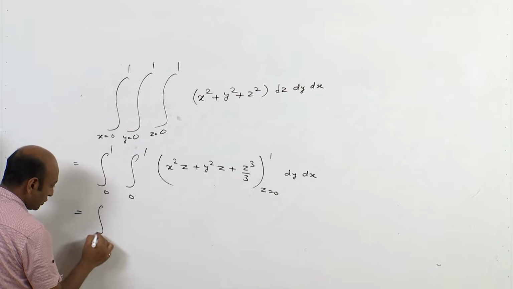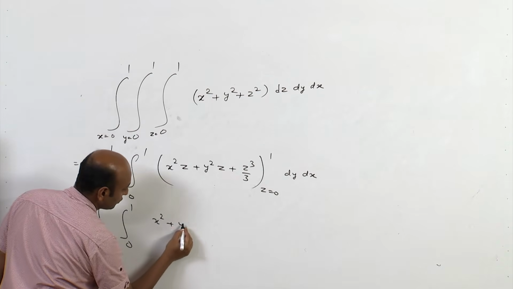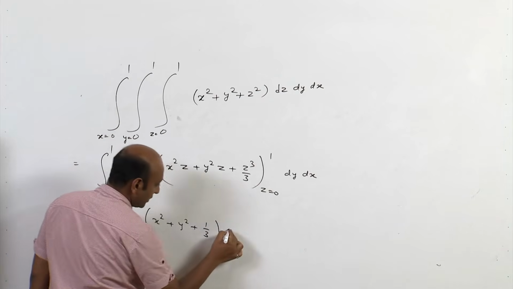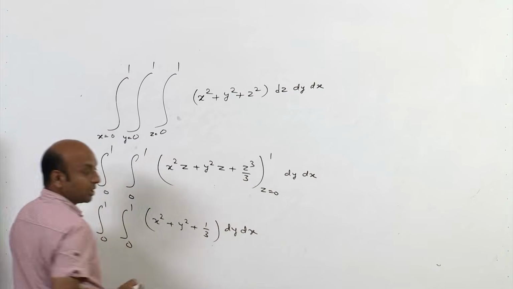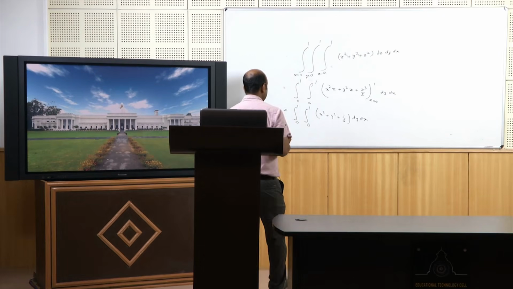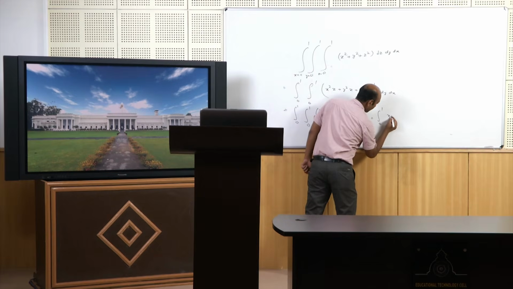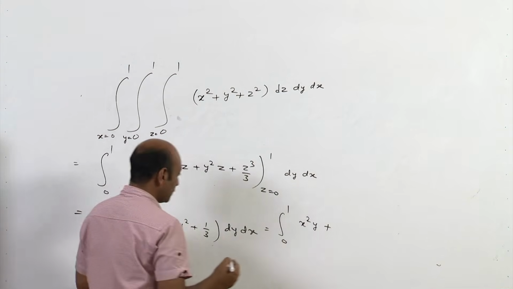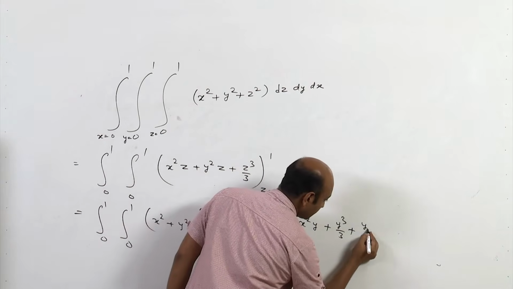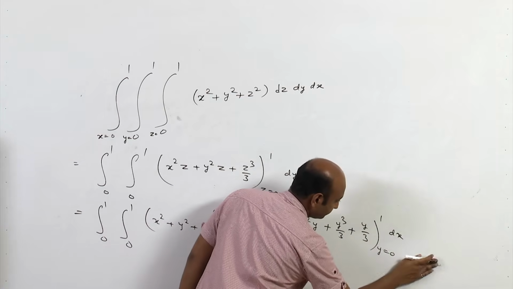So, this is equal to the integral 0 to 1, 0 to 1 of x square plus y square plus 1 by 3. When you take z equal to 0, all are 0. So, it is dy dx. Now, you integrate with respect to y, keeping the other variable, x, constant. So, it is 0 to 1 of x square y plus y cube by 3 plus 1 by 3 is y by 3, from y equal to 0 to 1, dx.